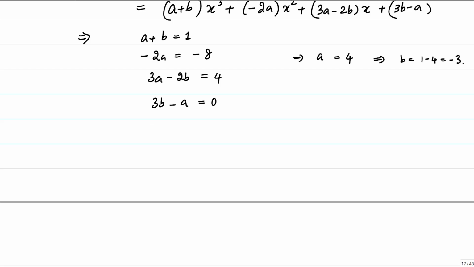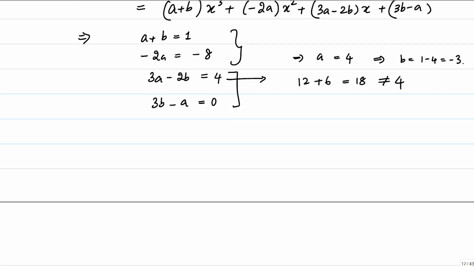Now let's see if the next two equations are consistent. If they are not, then we do not have a linear combination, right? So basically with a equal to 4 and b equal to minus 3, let's look for whether the third and the fourth equation are satisfied. Okay, so what is this going to be? This is just going to be 4 into 3, 12, minus 2 into minus 3, which is 6, which is equal to 18, which is not equal to 4. So there cannot be a consistent choice of a and b which satisfies all these equations.